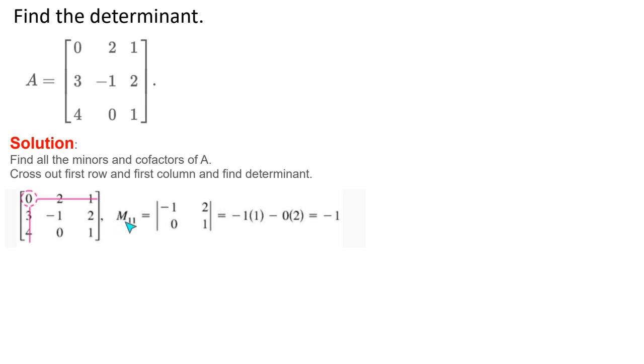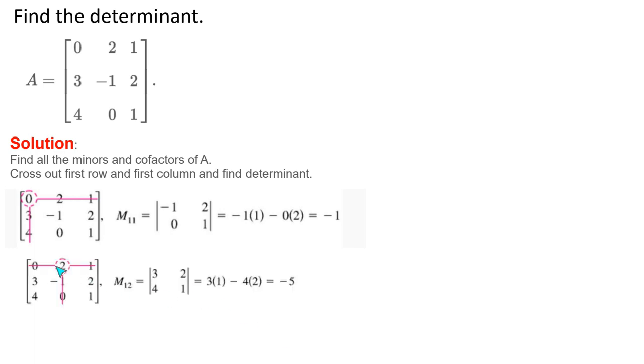So we would have the first position in the first row, and we would find the determinant of what's left over. So negative 1 times 1 and 2 times 0. Negative 1 times 1 is negative 1, minus 0 is negative 1. And then we keep going.